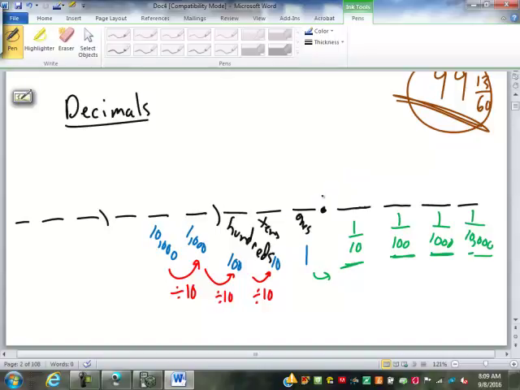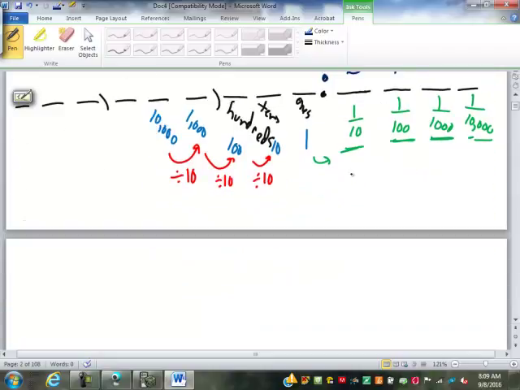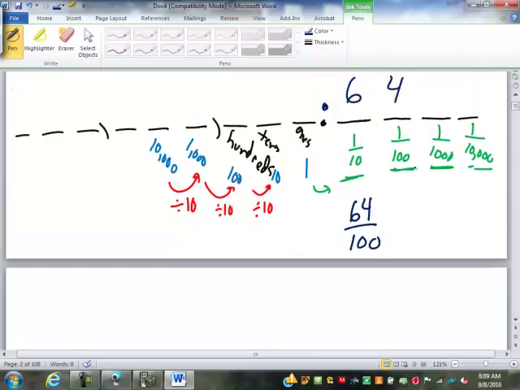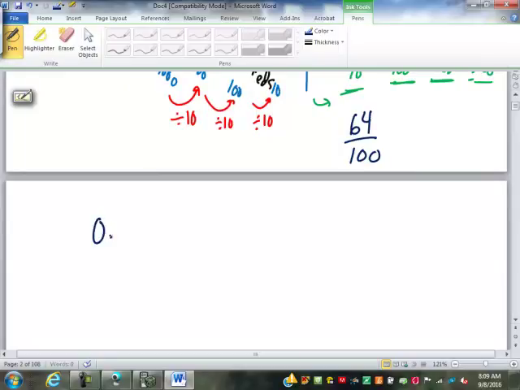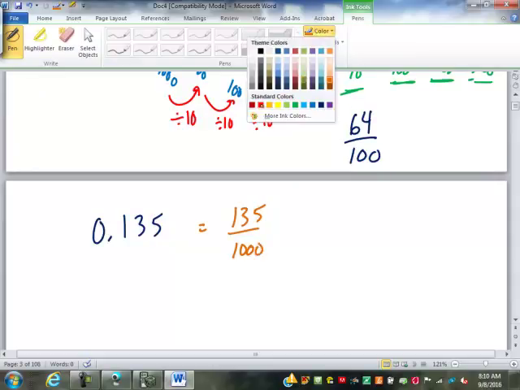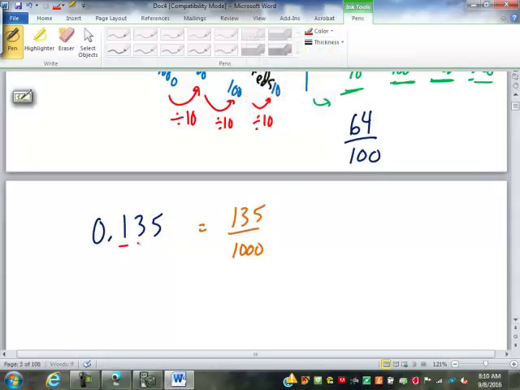For example, if I have 0.64, all that is a shortcut way of writing the fraction 64/100ths. You'll notice the denominator is the place value of the last digit, last non-zero digit, if you will. So if I have 0.135, that is 135 thousandths. A little trick, by the way, rather than having to count out tenths, hundredths, thousandths, there's 1, 2, 3 decimal places, 1, 2, 3 zeros in our denominator.